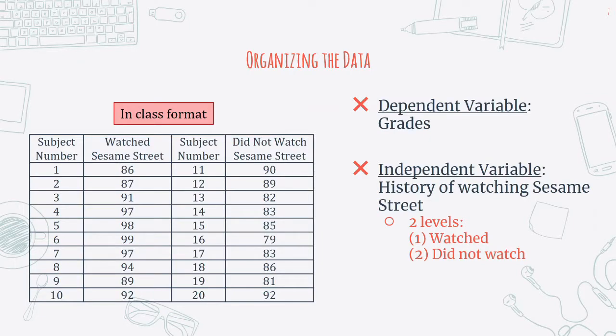Because what we really care about is the dependent variable of grades. And we see that the watch Sesame Street column has that dependent variable in it, and the did not watch Sesame Street column has that dependent variable in it. We also care about our independent variable. This is the history of watching Sesame Street. So this has 2 levels, those who watched and those who didn't. So what we want to do here is set up those variables in PSPP, not just have the data all over the place. So we're going to have to reorganize.